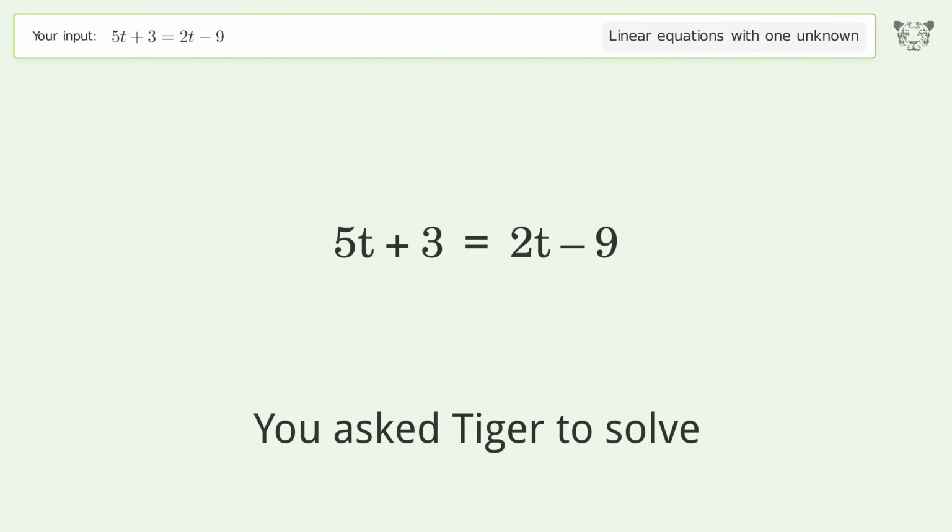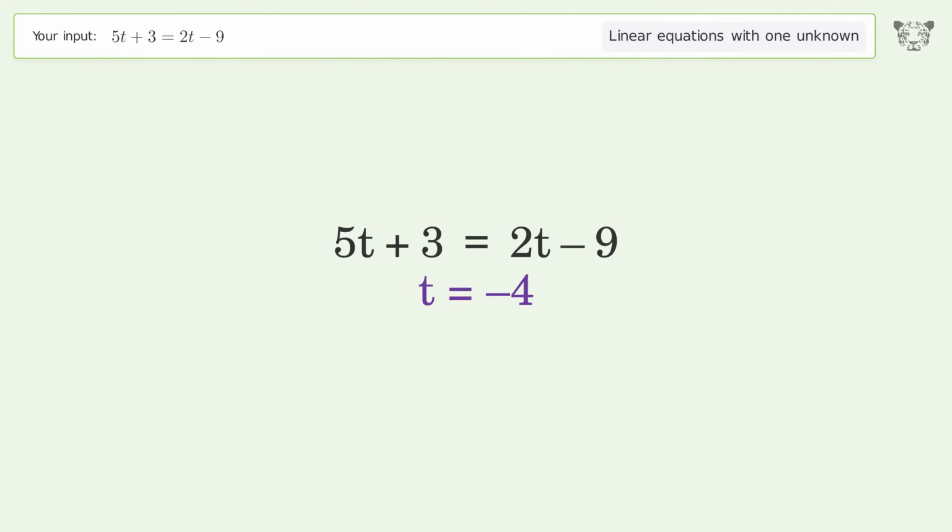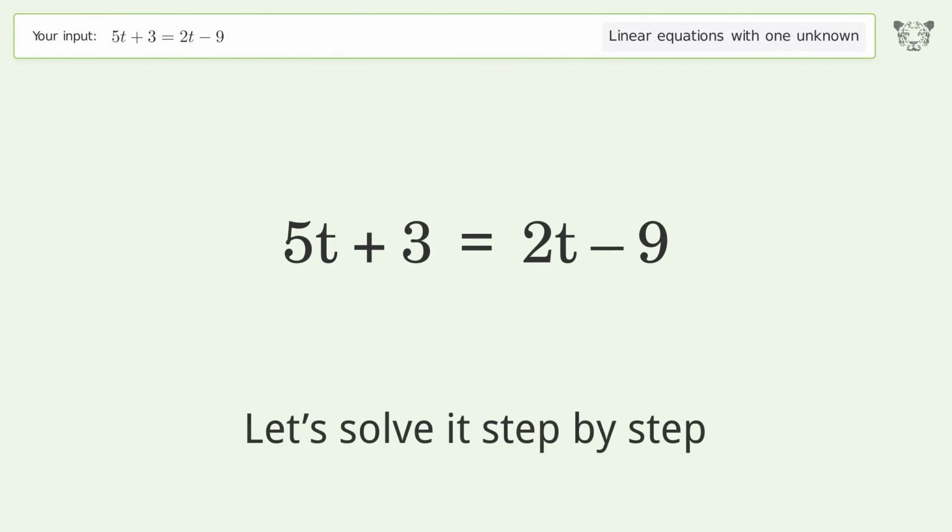You ask Tiger to solve this. This deals with linear equations with one unknown. The final result is t equals -4. Let's solve it step by step.